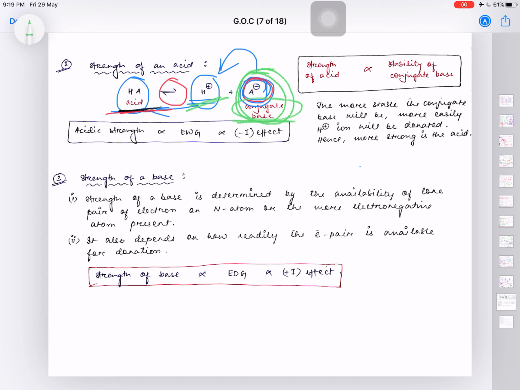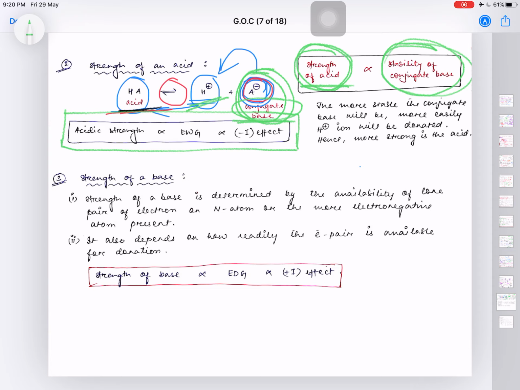So we can say that strength of an acid is directly proportional to the stability of the conjugate base. The more stable the conjugate base is, the more easily the acid can donate the H plus ion, and then the acid is more acidic. So strength of an acid depends directly on the stability of the conjugate base. Memorize this formula: acidic strength depends upon electron withdrawing groups or minus I effect.